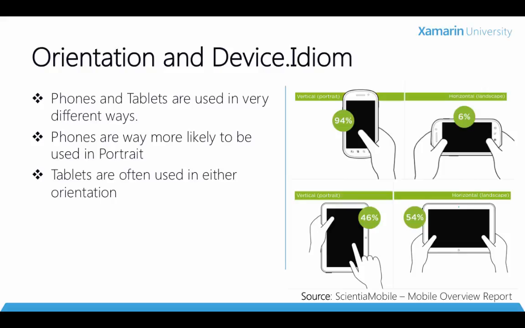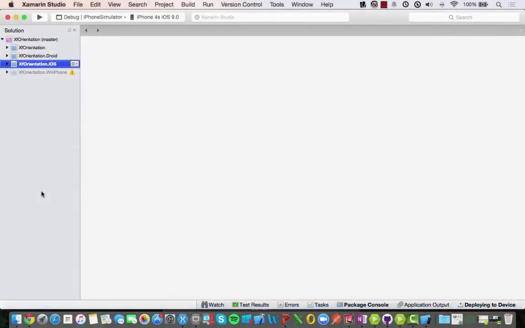We can do that fairly easily based on our device.idiom that's provided by Xamarin.Forms. So let's go and have a look at how we can lock our orientation on our applications, including based on whether it's running on a tablet or a phone. First, let's see how to lock orientation on an iPhone. This is actually pretty straightforward. All you need to do is open up the info.plist file under your solution.